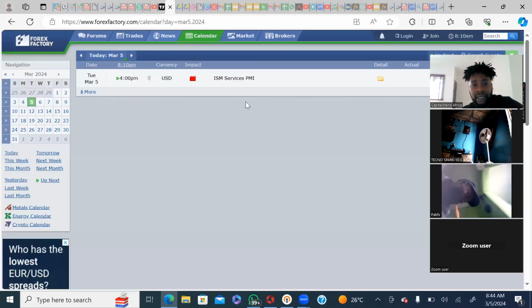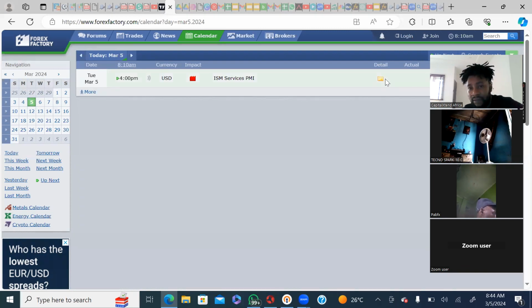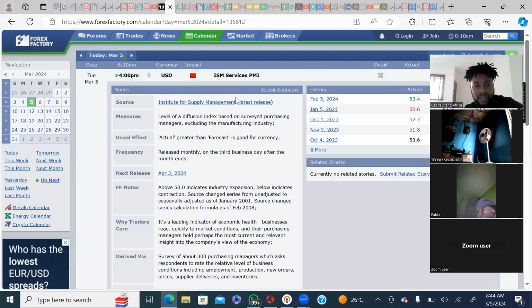So like I said earlier before the start of the call, we have news coming up today around 4 p.m., which is ISM PMI services. It measures the level of a diffusion index based on surveyed purchasing managers, excluding the manufacturing industry. Usual effect: actual greater than forecast is good for the currency. So what does it simply mean?